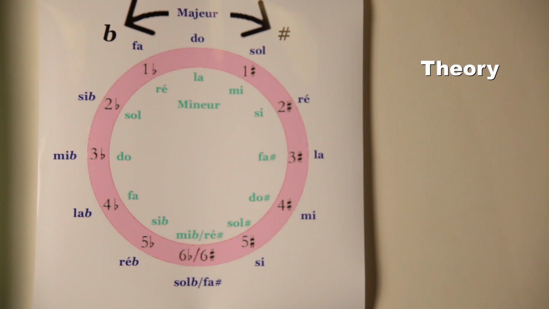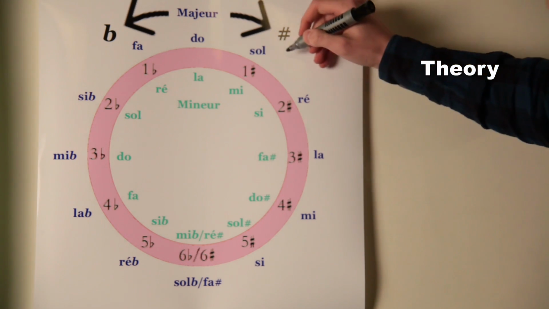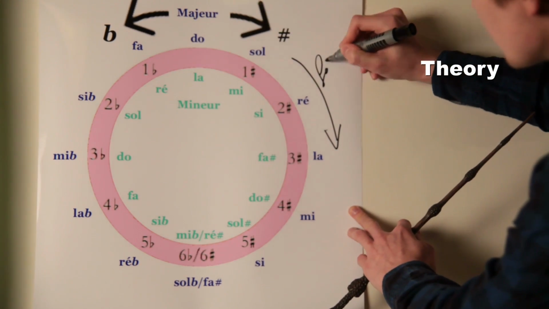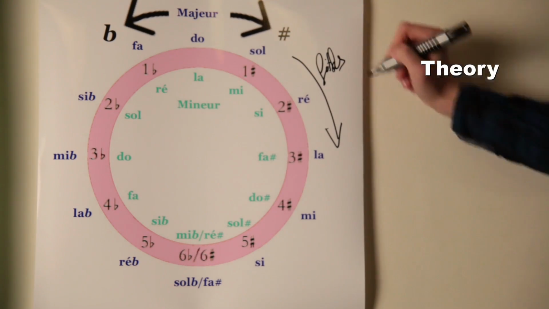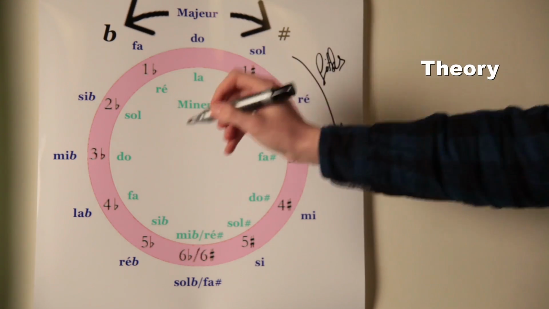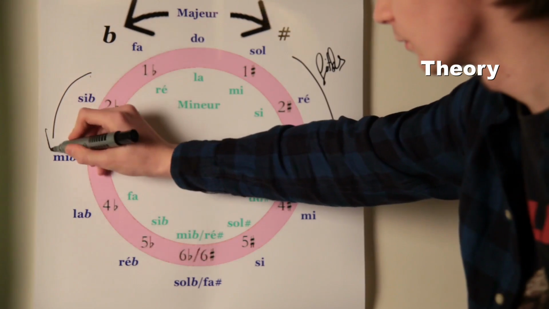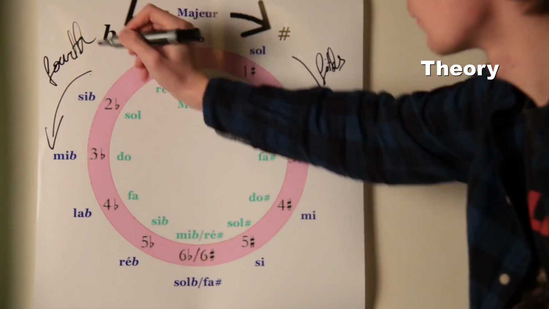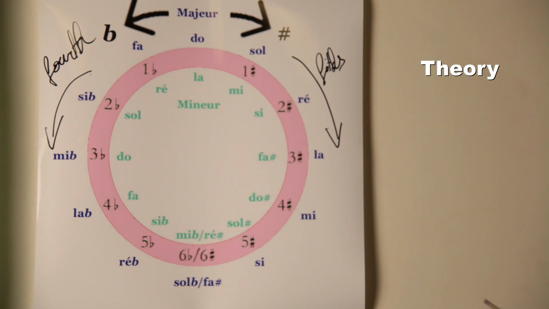Explain to you the cycle of fifths. So I know about this subject that the fifths are on this side, and on the other side it's the fourth. And this cycle of fifths is very interesting for the scale.